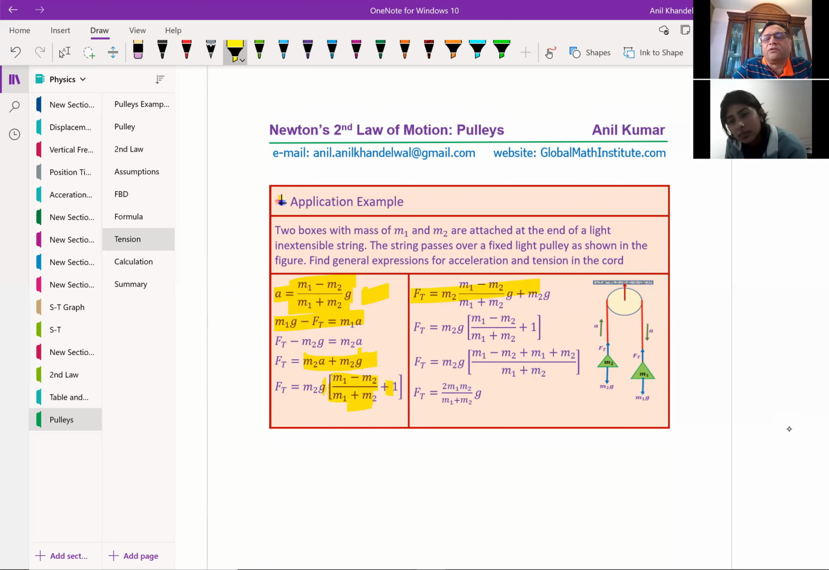I've done the calculation here once again, and then you can go straight from here to there, correct? So we have g common, and plus 1. So you just simplify taking the common denominator. And once you do that, the minus m2 and plus m2 cancel away. You get 2 times m1 in the numerator. So 2 times m1 times m2 in the numerator now, with the sum of the masses in the denominator, times gravity. So that becomes the force of tension.